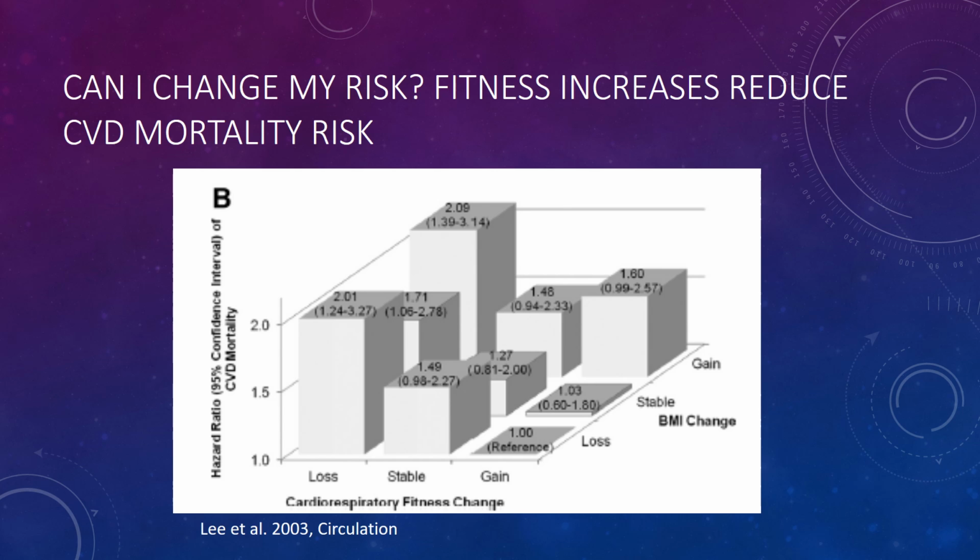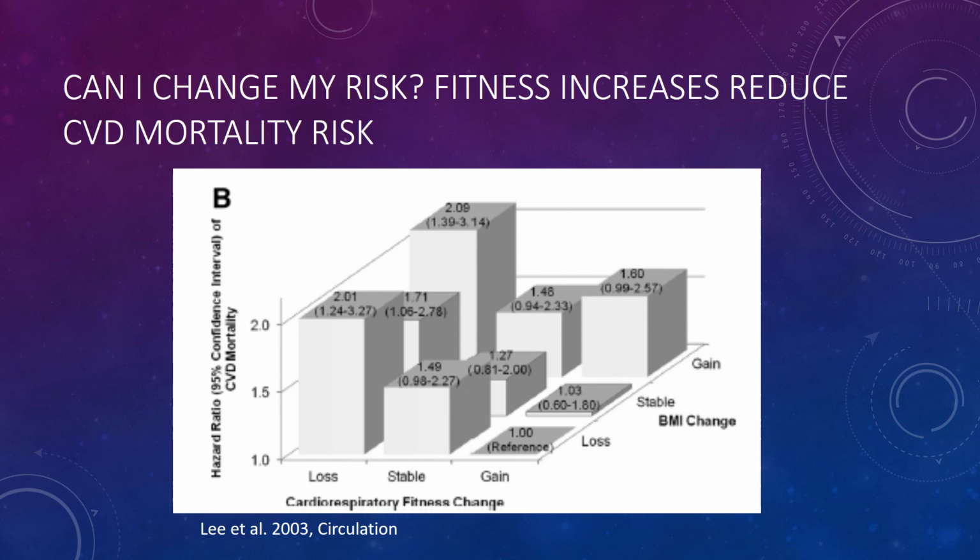And this is looking at cardiovascular disease mortality. So if the box is higher on the figure, that means the mortality risk is higher. And so the reference category is people who lost weight and gained fitness. That's the ideal scenario.